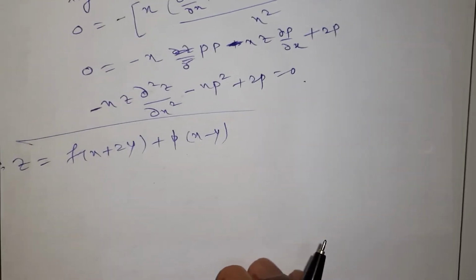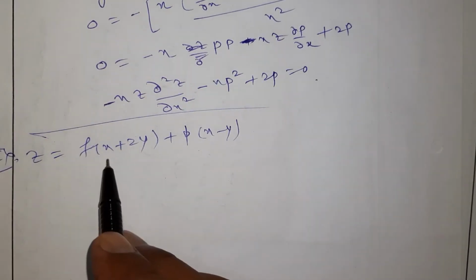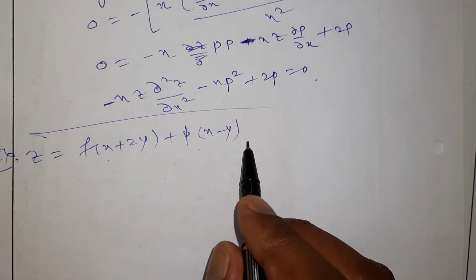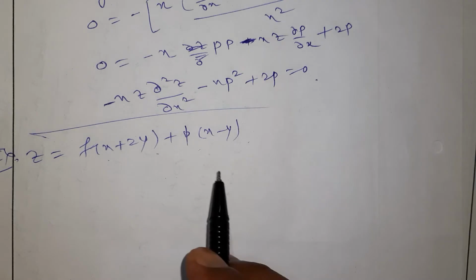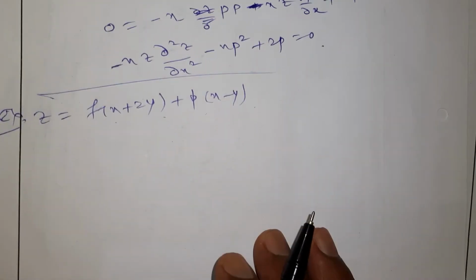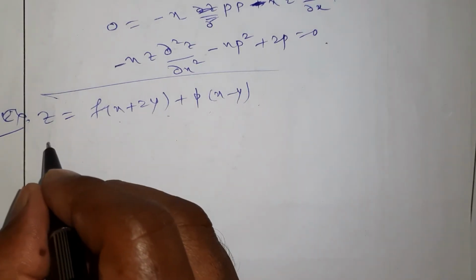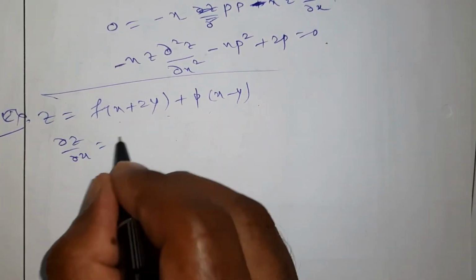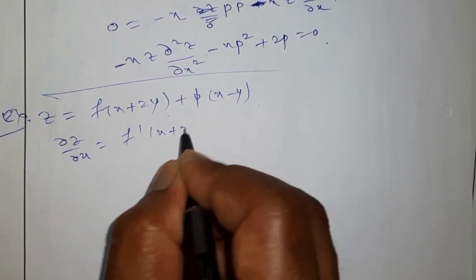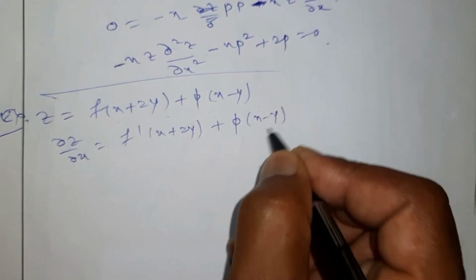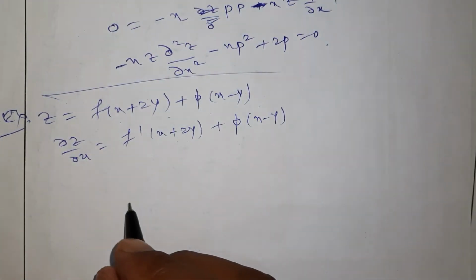Here is an example: z is equal to f of x plus 2y plus phi of x minus y is the solution of a differential equation, and we have to find that partial differential equation. So differentiate with respect to x partially. What will you get? dou z by dou x is equal to f dash of x plus 2y plus phi dash of x minus y, because the derivative of x is 1.